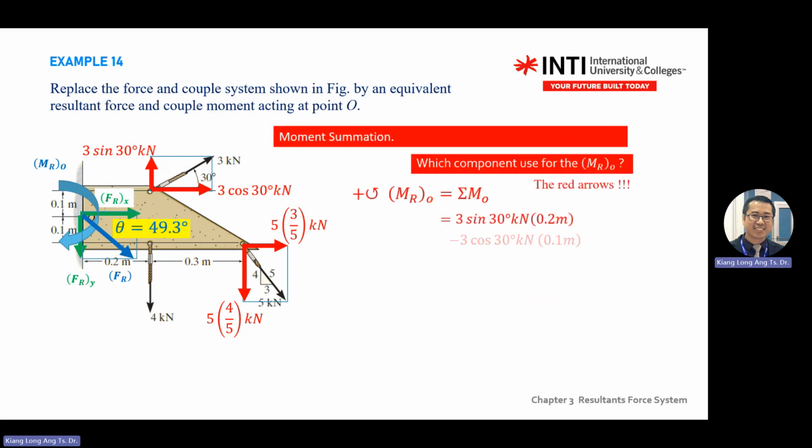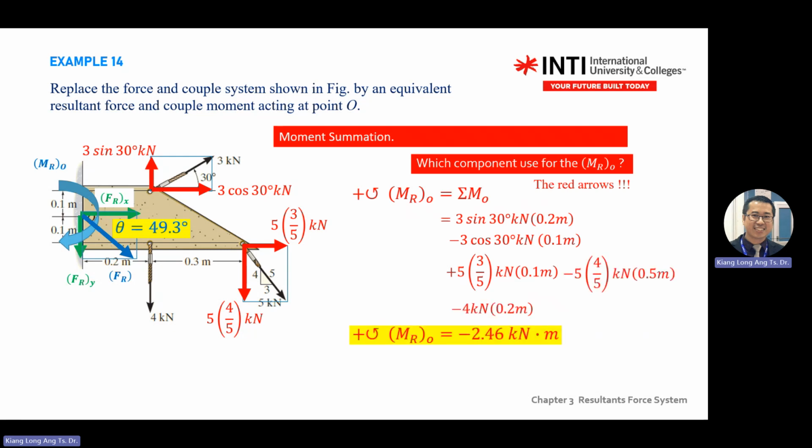For moment summation, you sum all, then you get one value. Now you get one value, negative 2.46 kilonewton meter. You get negative, what does it mean? It is clockwise. It will generate a clockwise moment. So you can maintain your answer in negative, or you can rewrite your answer like this. It's okay, you maintain it here. You don't need to write this one, but you have to understand what this negative means.